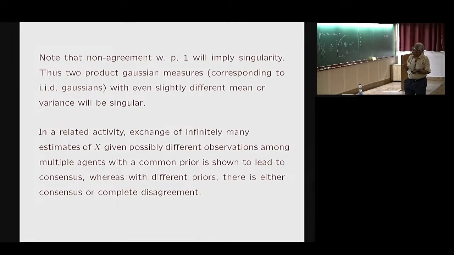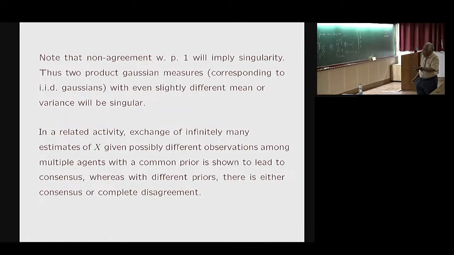So what happens is that on the set where lambda infinity is positive, the conditional distributions will agree asymptotically. Elsewhere, they will fully disagree. I mean, something will be possible for one and impossible for the other. That's a related body of work in engineering, where people exchange infinitely many estimates with each other. There are multiple agents trying to estimate something, and there this has been proved more precisely that they start with a common prior, but the models may be different.